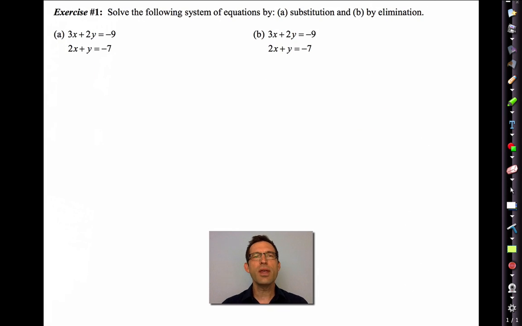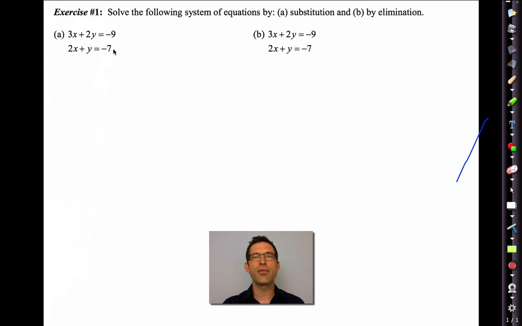All right, so in exercise 1, what we've got is 2 systems that we're going to solve by substitution and by elimination. If you think you remember how to do this, pause the video now and take a shot at it. All right, let's go through the 2 methods. Now, we're going to be concentrating on elimination today, but we do want to remind ourselves how substitution works.